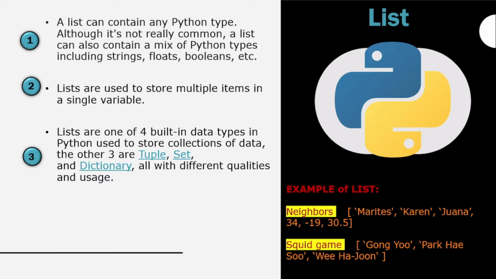So next naman, pwede rin naman kay list yung example dito sa Squid Game. So, I use this reference just to stay parang relevant. Ayan. So, we have the actor's name like Gong Yu, Park Hee-soo, Wee Ha-jun. Ayan. So, pwede po kay list na magkakaibang data type yung ilalagay nyo sa isang collection. And pwede din naman na magkakamukang data type yung ilalagay nyo sa isang collection.